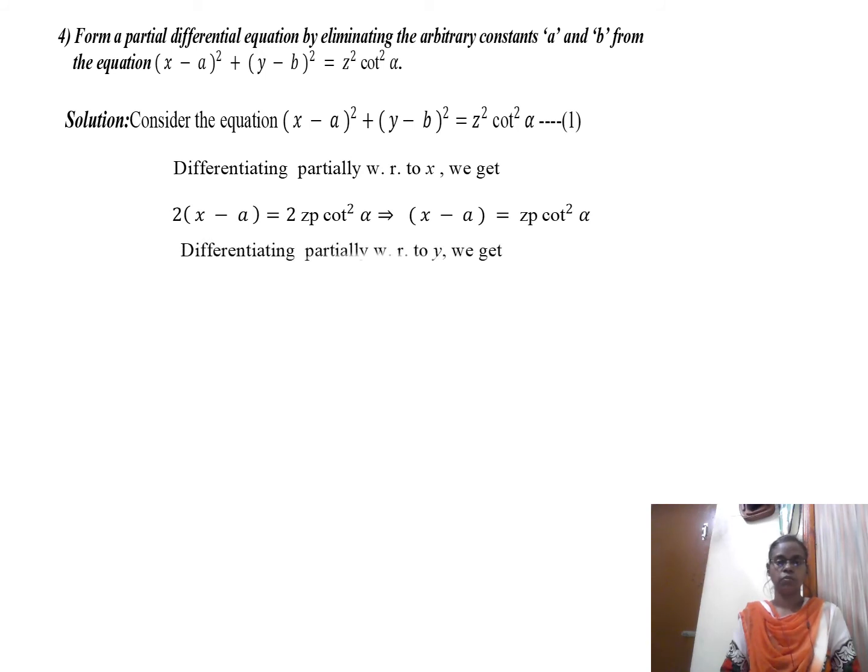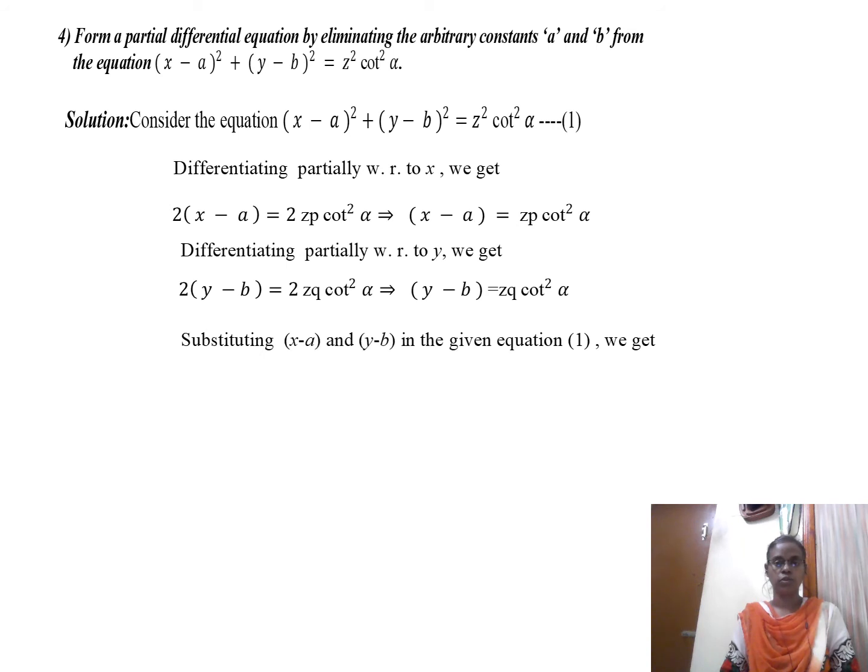Next, with respect to y, when we differentiate, what do we get? Yeah, 2 into y minus b, which is equal to, again, z squared, when we differentiate, 2z into dou z by dou y. That is what is actually q sitting there, into cot squared alpha, which is just a constant. So from here we get y minus b equal to zq cot squared alpha. So from these two equations, what should we do? Yeah, we substitute these two in the given equation.